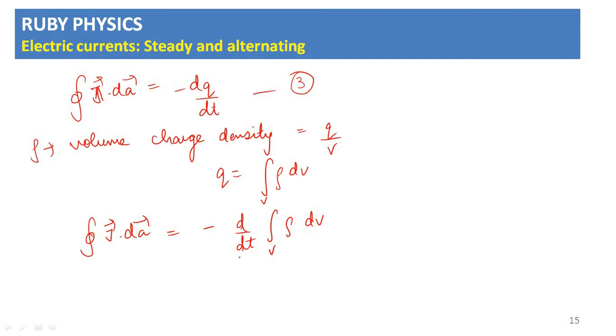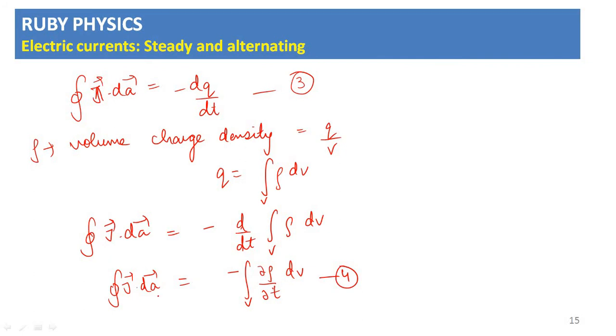This d by dt we can write in terms of partial derivatives, because rho depends not only on the time but also on the position. So we represent this by the partial derivative. The equation becomes the integral of J dot dA is equal to minus the integral of partial rho by partial t dV. Name this equation 4.